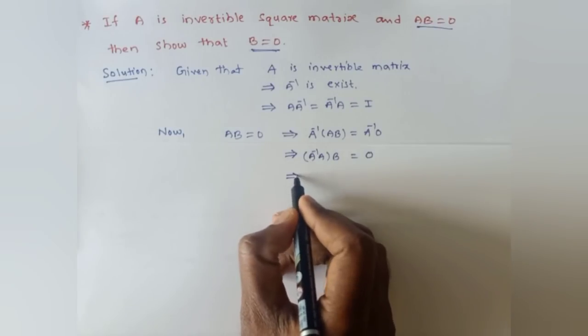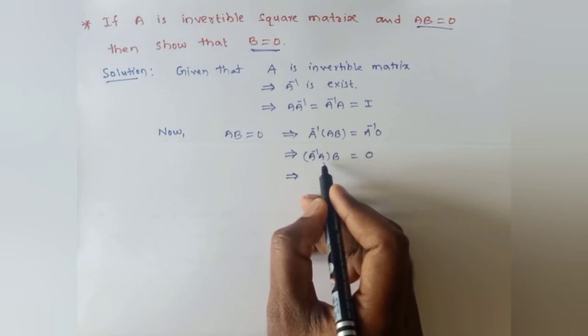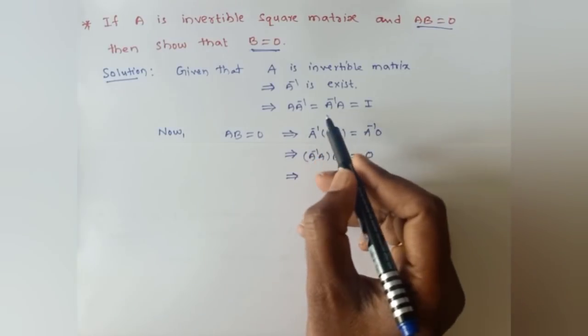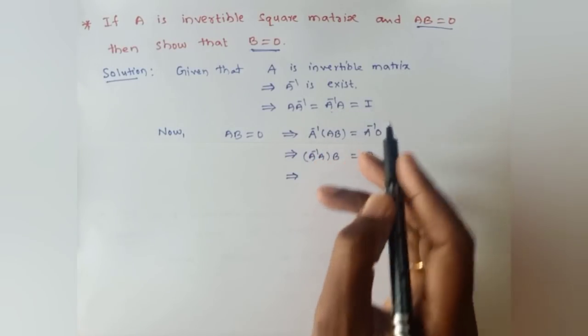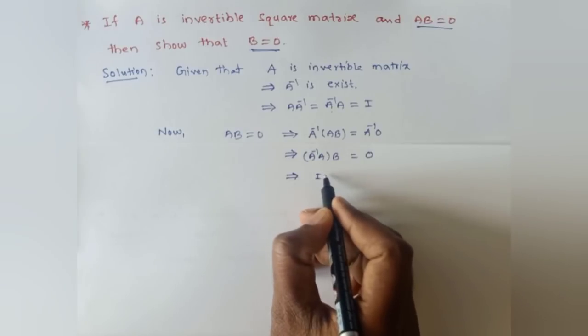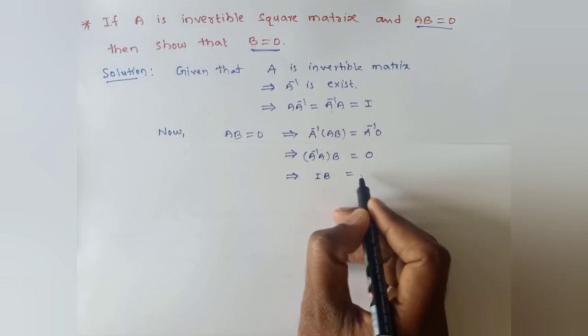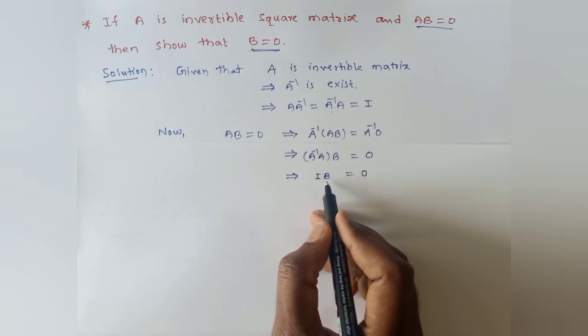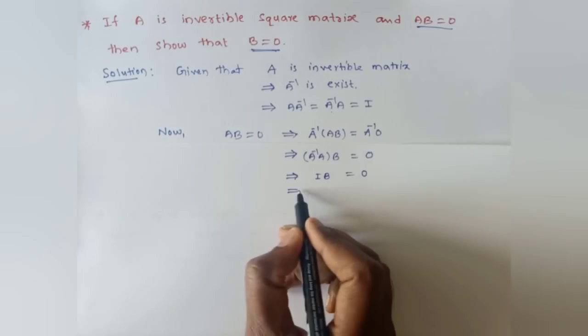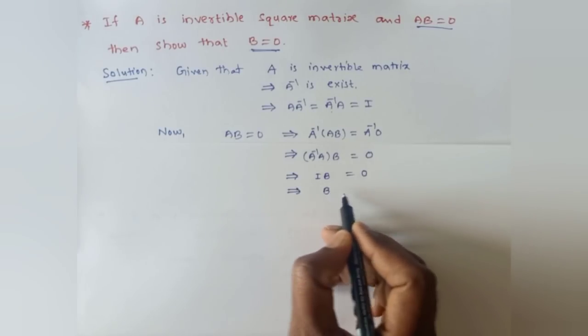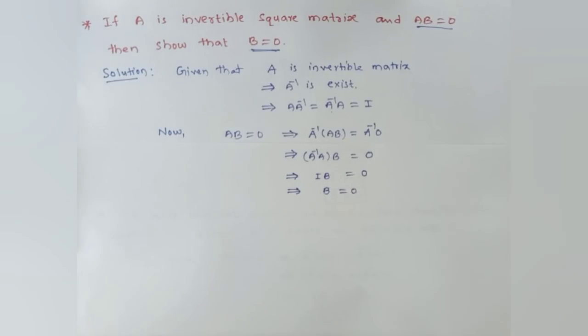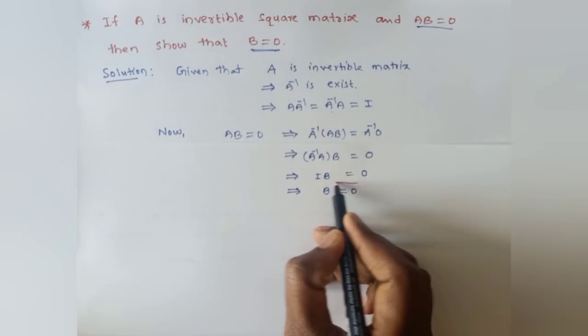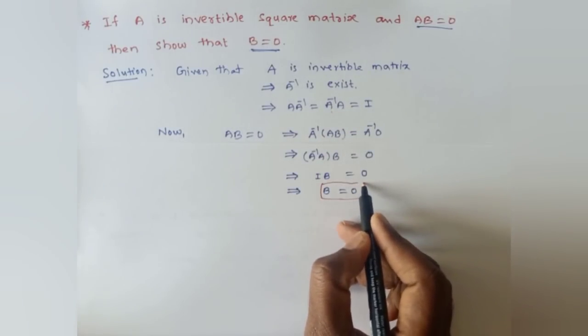Now by the associative property, A inverse into A of B. See here, we have A inverse into A, that is identity, so we can write it as I into B is equal to 0. Now the identity matrix into any square matrix is again that square matrix, so that is B equal to 0 only. So if A is any invertible square matrix and AB equal to 0, then B is always 0.